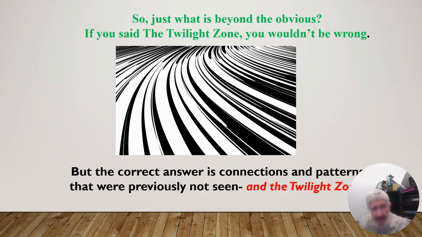So I've got a question. Just what is beyond the obvious? If you said the Twilight Zone, you wouldn't be wrong, but the correct answer is connections and patterns and relationships, things that traditional linear thinking doesn't really deal with, and that's why systems thinking is so important.